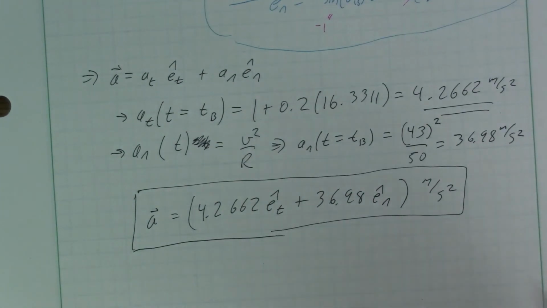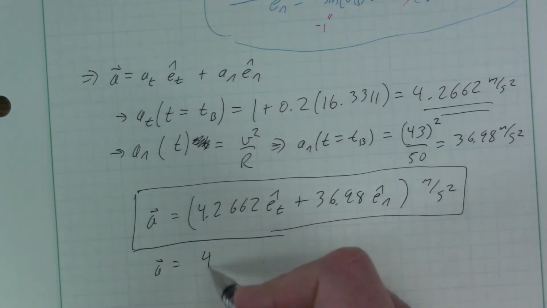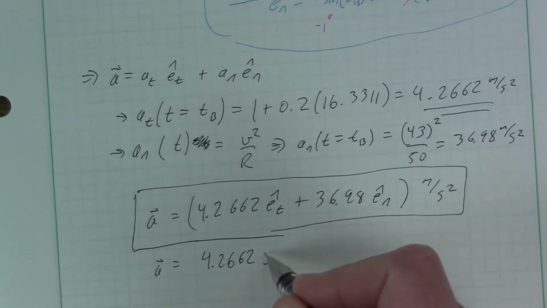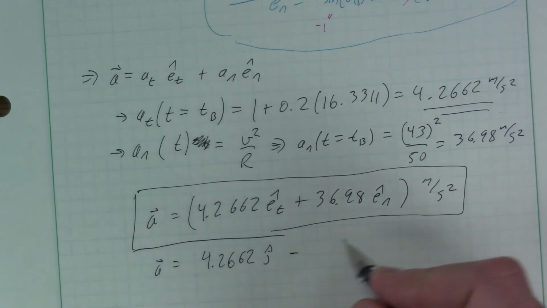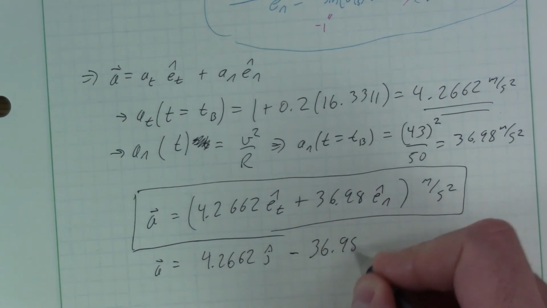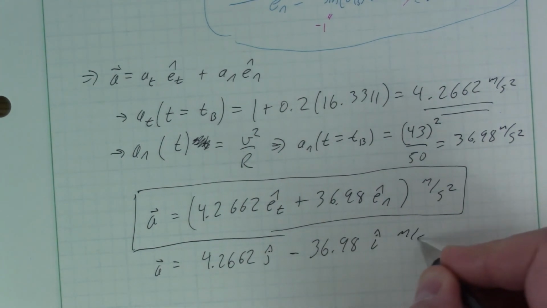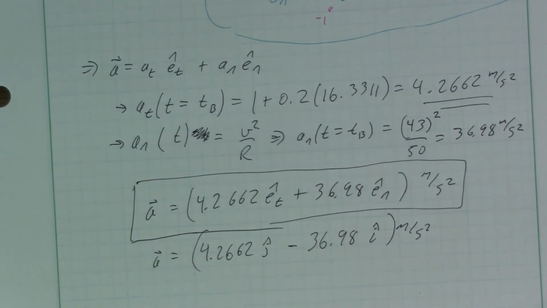And that would be it, but we could also, as an extra note, say we also know this is going to be 4.2662 j hat. Careful, the tangential component is j hat here, and then the normal component is minus i hat, so minus 36.98 i hat, again, meter per second squared. Okay, all right, so that's it. The next step is going to be moving into polar coordinates, but this wraps up our examples here for tangential and normal components, or what I call the natural coordinate system.